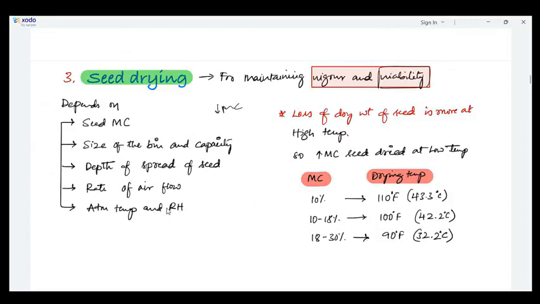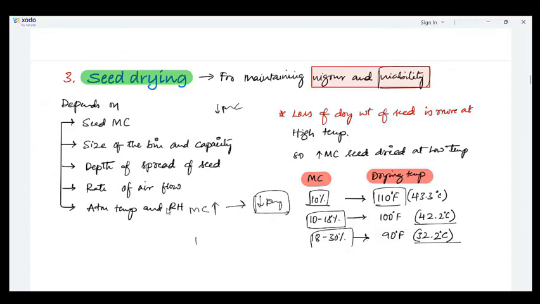Again, the drying temperature depends on the initial moisture content. If the initial moisture content is up to 10%, the drying temperature is either 110 degrees Fahrenheit or 43.3 degrees Celsius; if it is 10 to 18%, it is 42.2, and 18 to 30%, it is 32. So you should remember that as the moisture content increases, the drying temperature decreases.